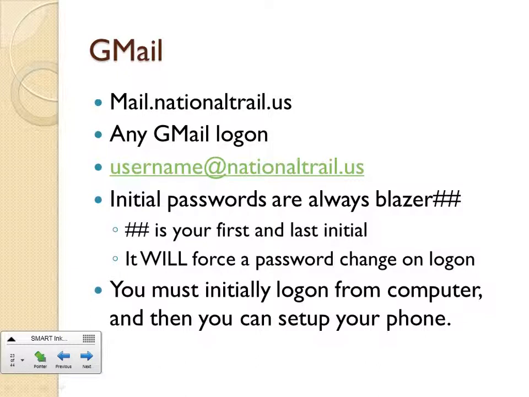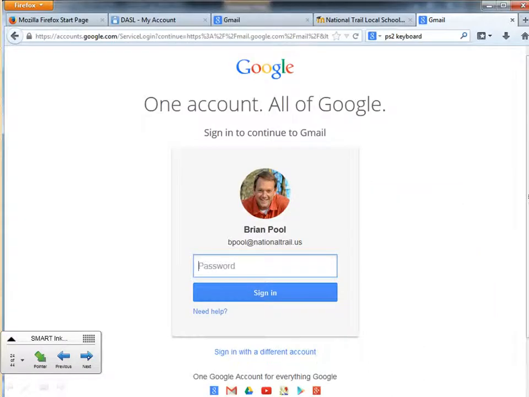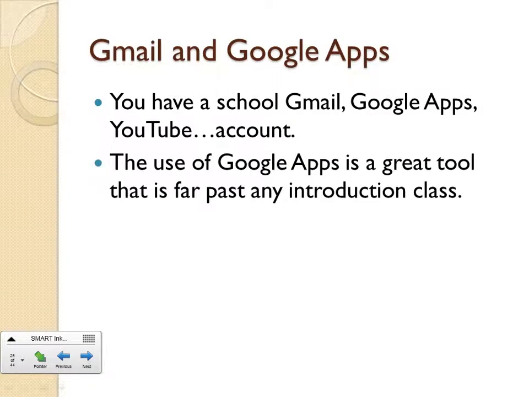I think I have a capture of it. So, username at nationaltrail.us is your Gmail. Your password is always Blazer and your initials, and then it's going to force you to do a password change. So, at nationaltrail.us, I can't just put in bpool in order to get in there.